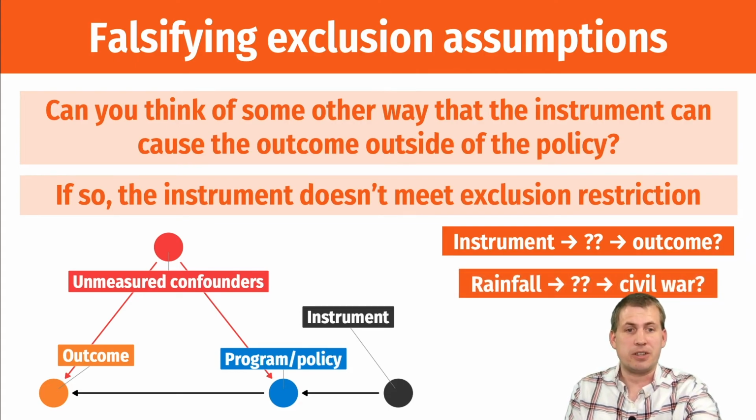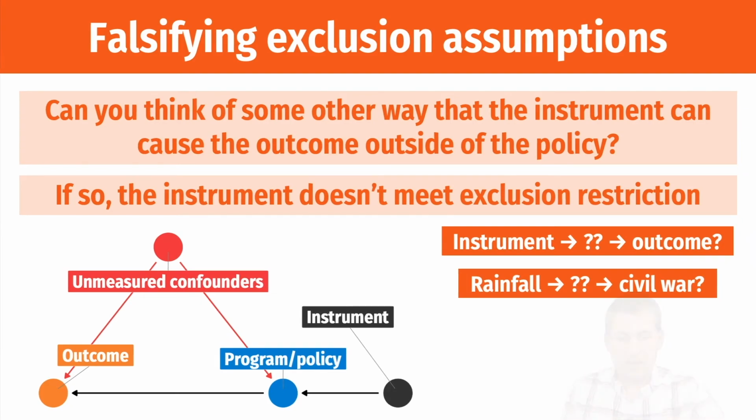So if we talk about the rainfall and civil war example here, the argument is that rainfall causes economic growth, which then decreases civil war. And the only path between rainfall and civil war is economic growth. But what researchers have found is that in some villages in northern India, some villages are located upstream of dams, which means they have tons of water. They have direct access to reservoirs. And so even if it doesn't rain, they are still growing stuff, and they're fine. They're more protected from droughts.